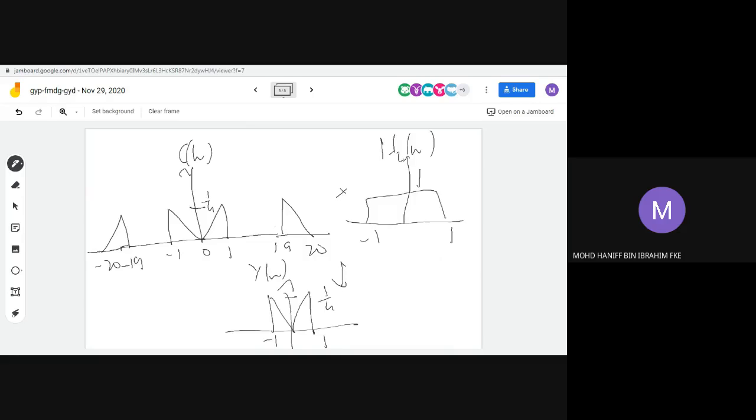Any question related to this example? Okay, hopefully it's clear. Thank you very much for your response.